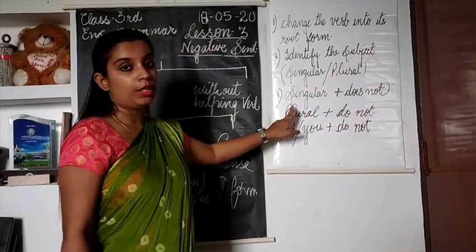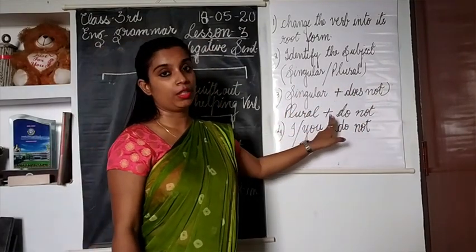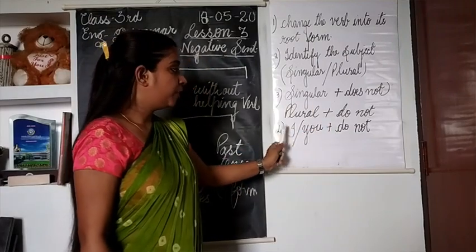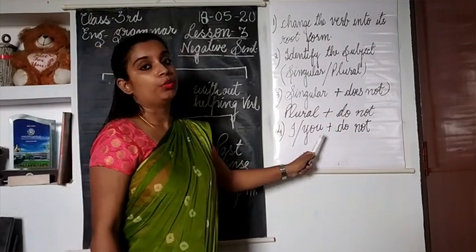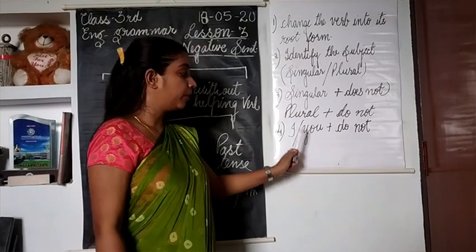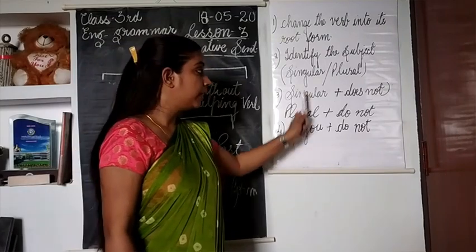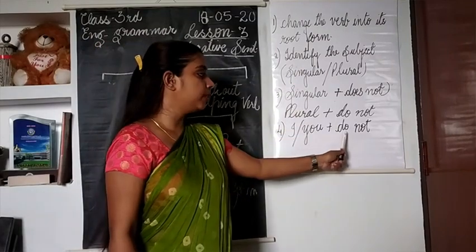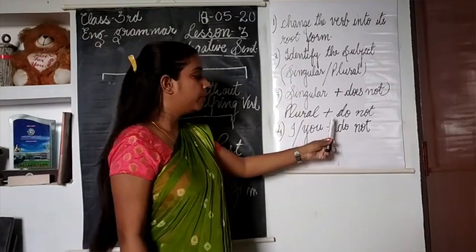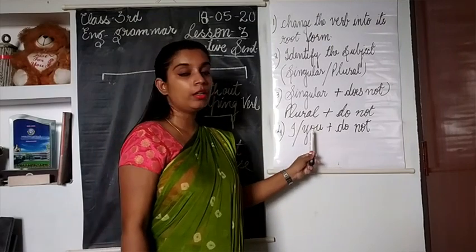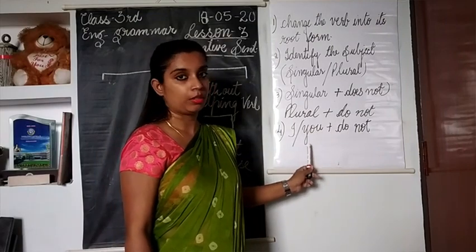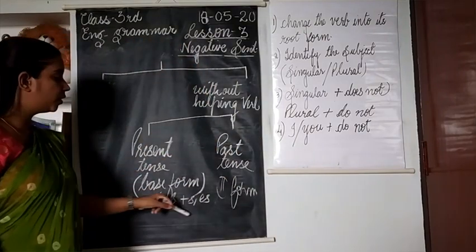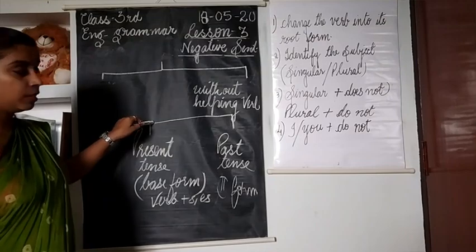If it is plural, you will add do not after the subject. Okay. The fourth point which I told you all is that I and you, though they are singular subjects, are exceptions to this rule. It means though they are singular, does not will not be added here. We will add do not after these two subjects. Okay. So I hope this present tense, how to change sentences which are in present tense into negative sentences.